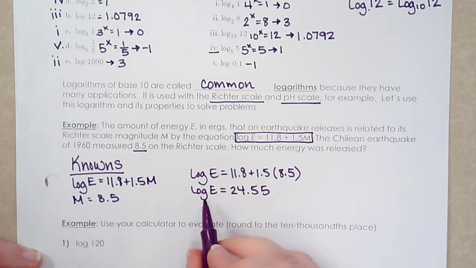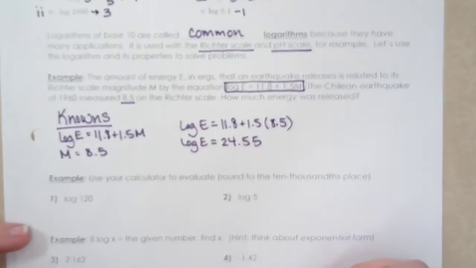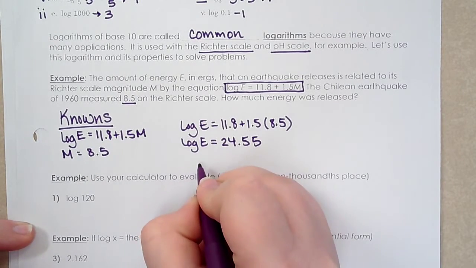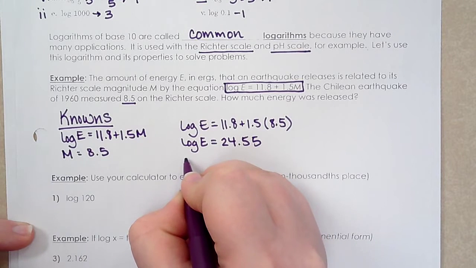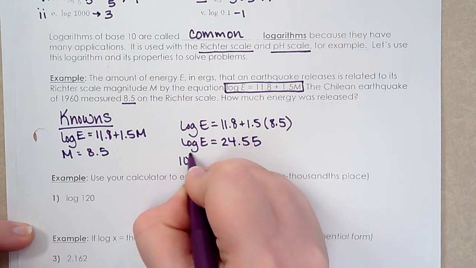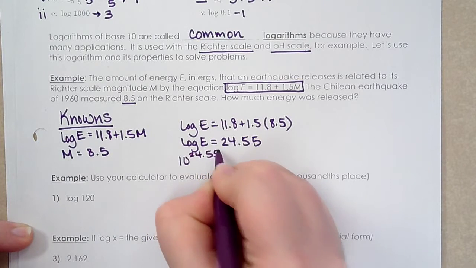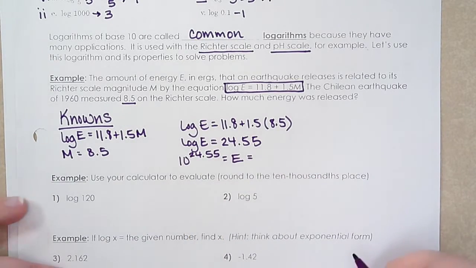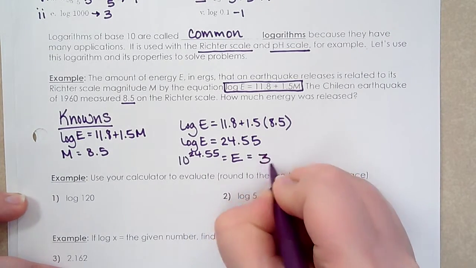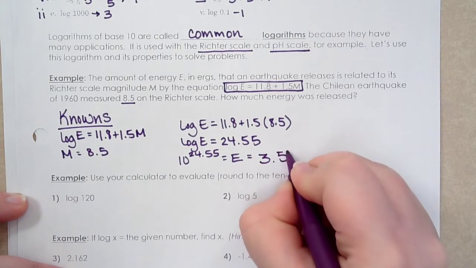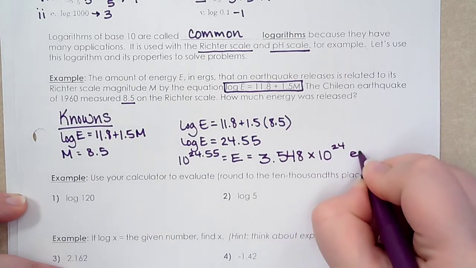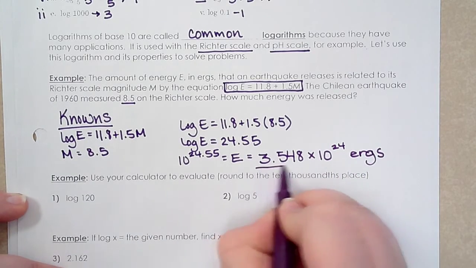Because I know that this is a common log, the base is equal to 10, so I can right away change this into exponential form and say that 10 raised to the 24.55 is equal to E. When I throw this in a calculator to simplify it, I find that E, the ergs of this earthquake, was 3.548 times 10 to the 24th ergs, and I do want to label it appropriately.